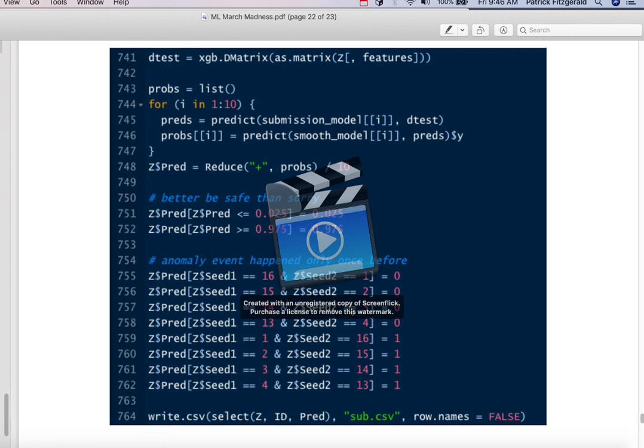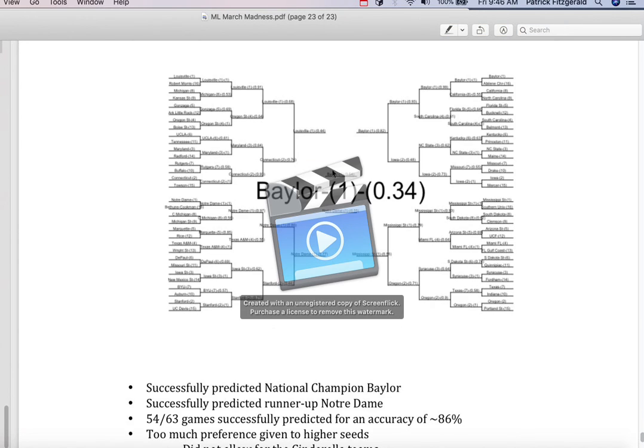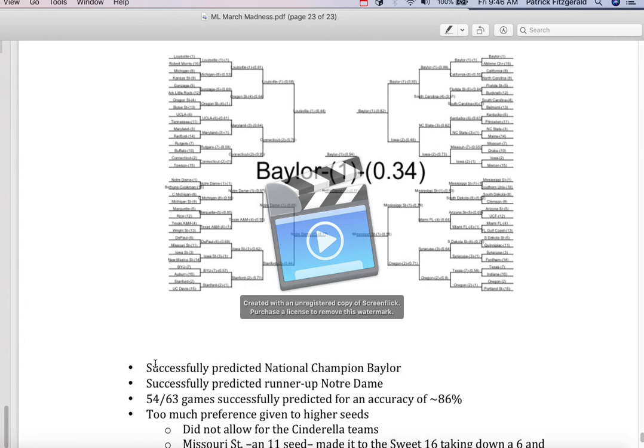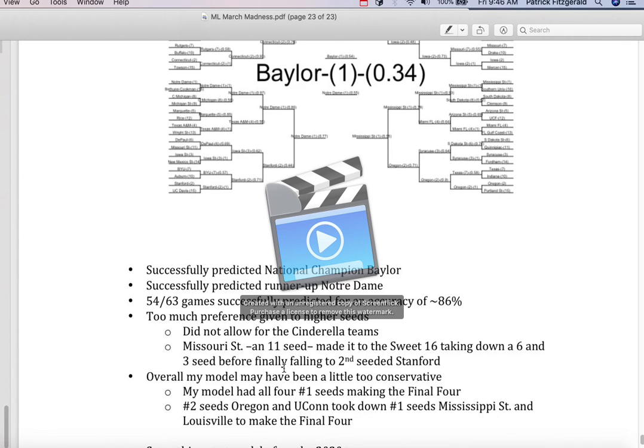All things considered, my model performed pretty well. It accurately predicted the national champion. Here's the bracket that came out. Baylor was in fact the national champion, so I successfully predicted the national champion. I successfully predicted the runner-up Notre Dame. It successfully predicted 54 out of 63 games for an accuracy of 86%. So for a conservative model like I had, not too terrible.